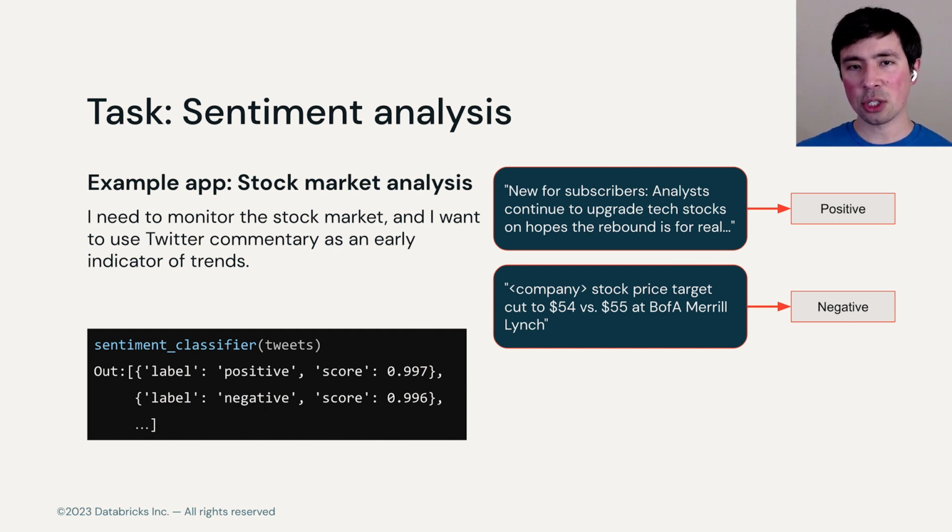An example application using this might be, say, I monitor the stock market, and I want to use Twitter commentary as an early indicator of trends. Given a tweet, is it positive, is it negative, maybe neutral, about whatever stock it's discussing. You can see in the bottom left that in addition to a label like positive or negative, it might want maybe a confidence score, and LLMs can often return that.